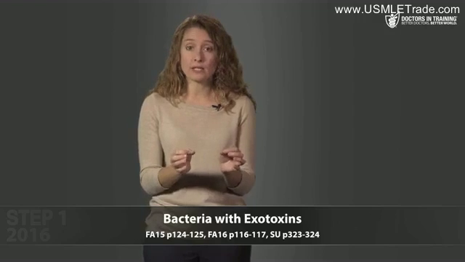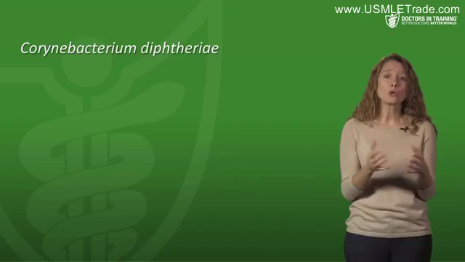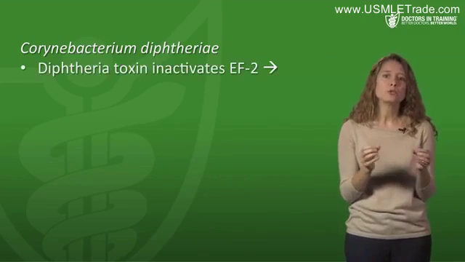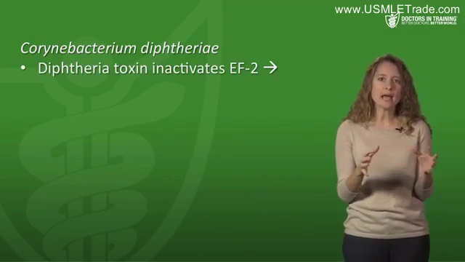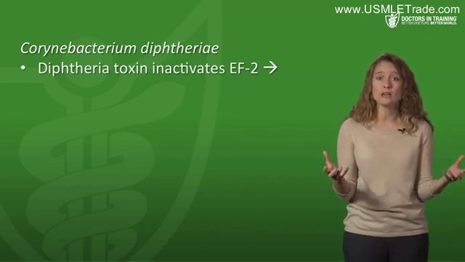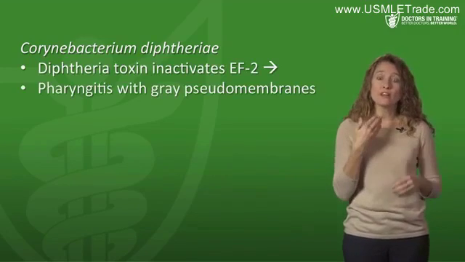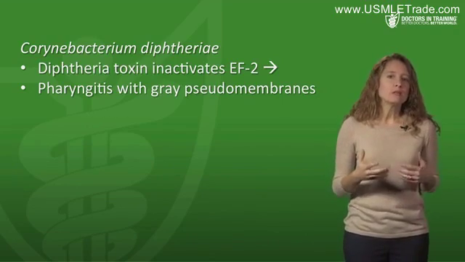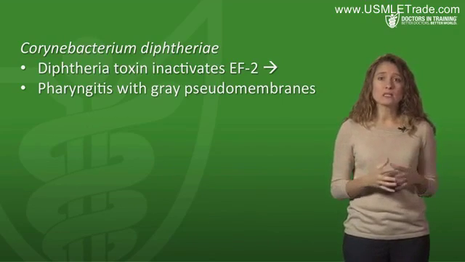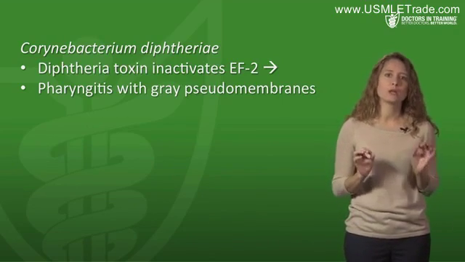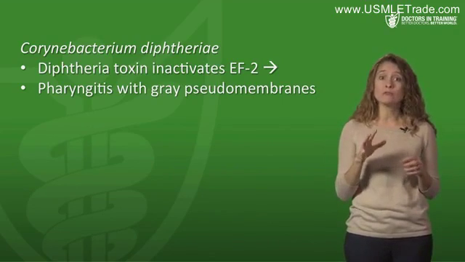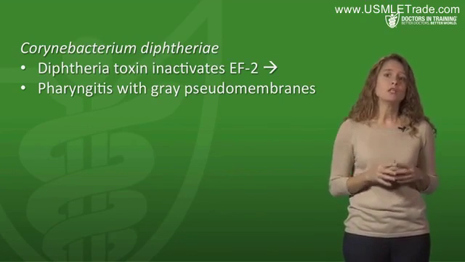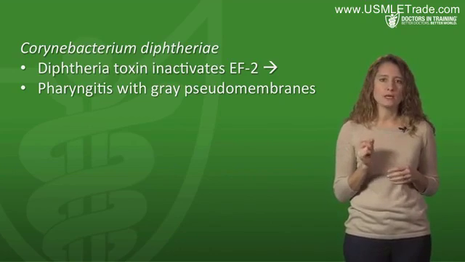Let's talk about some other bacteria that produce exotoxins. So Corynebacterium diphtheriae produces diphtheria toxin, which inactivates elongation factor 2, or EF2. Its effects include pharyngitis and this grayish pseudomembrane in the throat. Diphtheria toxin inhibits protein synthesis and is very potent. Cardiac and nerve cells are particularly vulnerable to damage from the toxin. The toxin can be lethal in very small quantities.